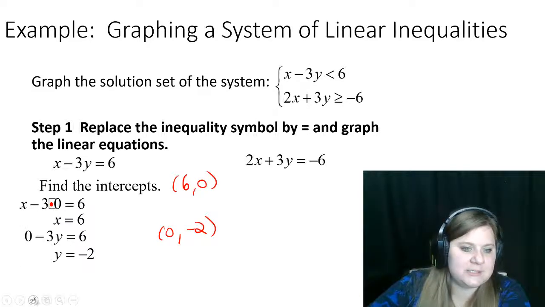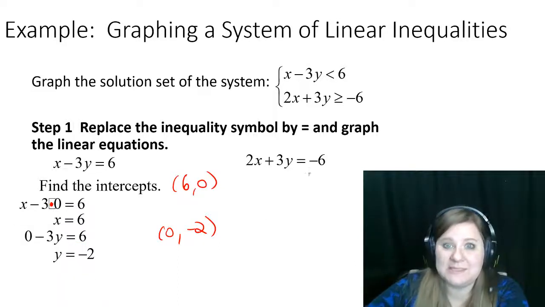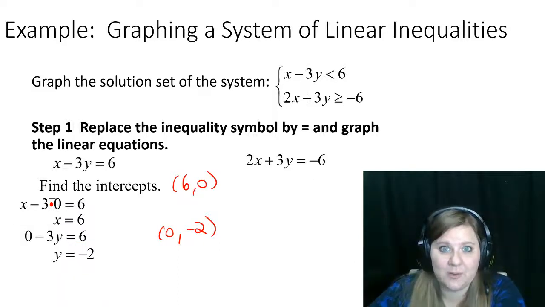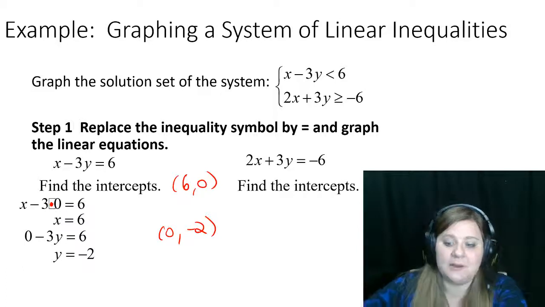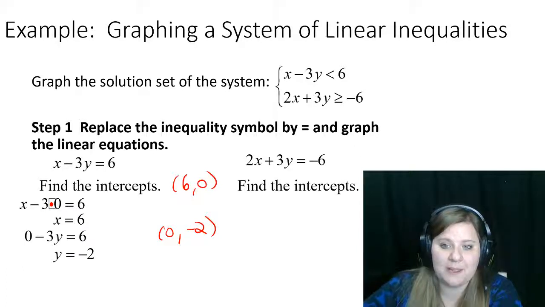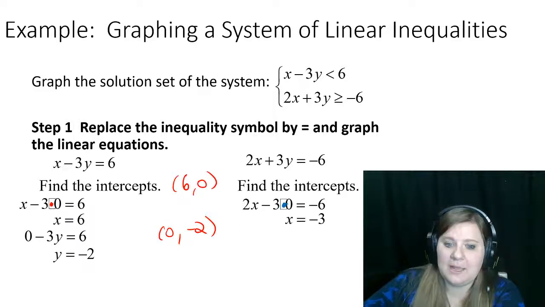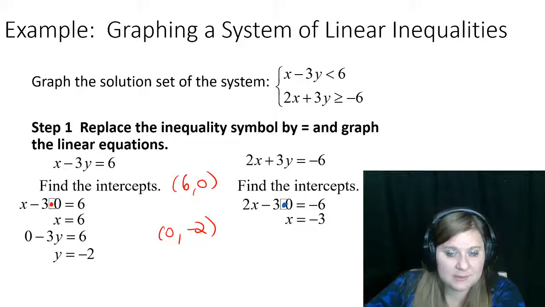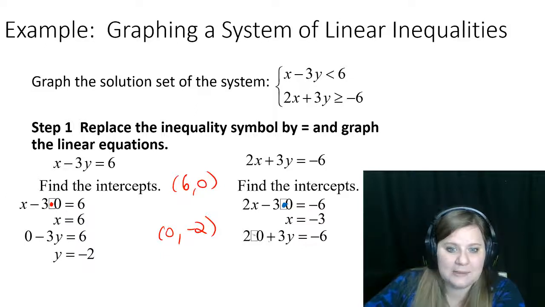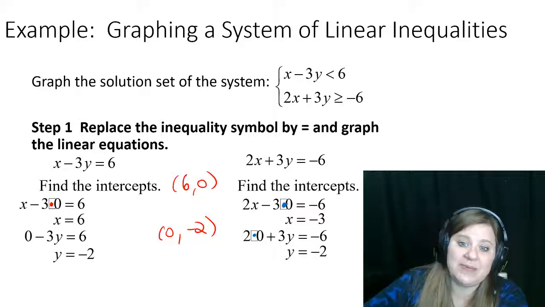Then I'm going to do the same thing with my second inequality. I'm going to treat it like an equation, and I'm going to find the intercepts. So I'm going to start by plugging in 0 for the y, and I get -3 for the x. Then I'm going to plug in 0 for the x, which gives me -2 for the y.